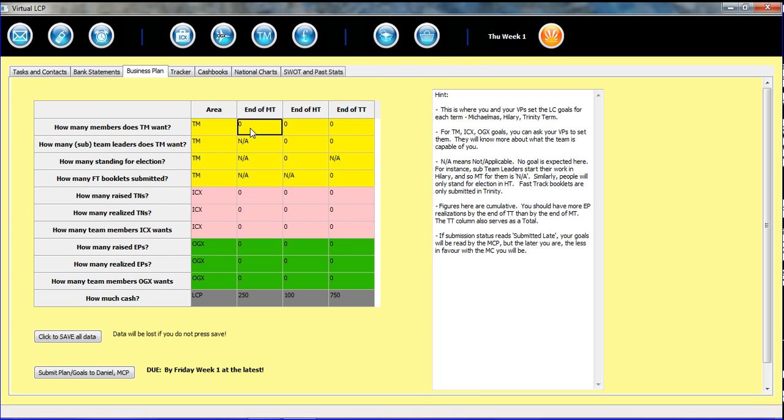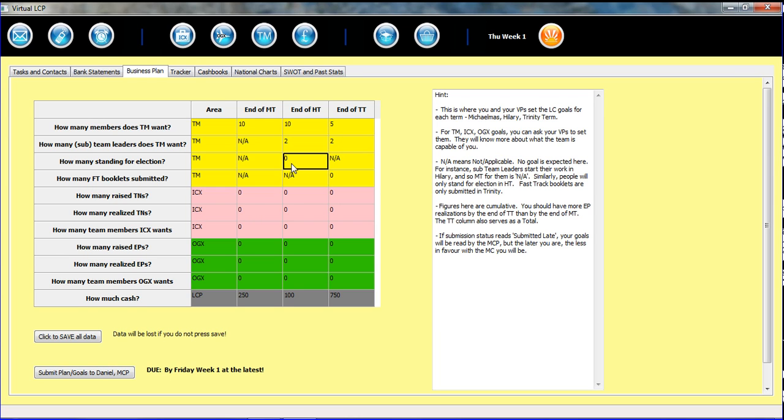AIESEC, what did Girl Sam say? How many raised terms? Ambitious, she wanted 1 by the end of this term, 2 by the end of Hillary's term, and the same, just 2 overall. Realised, well, we won't realise it this term, but we might realise one next term. Then, how many team members she wanted? She thought she'd have 5 this term, keep 5 for the next term, but by the end of the year that'll probably be down to 3.